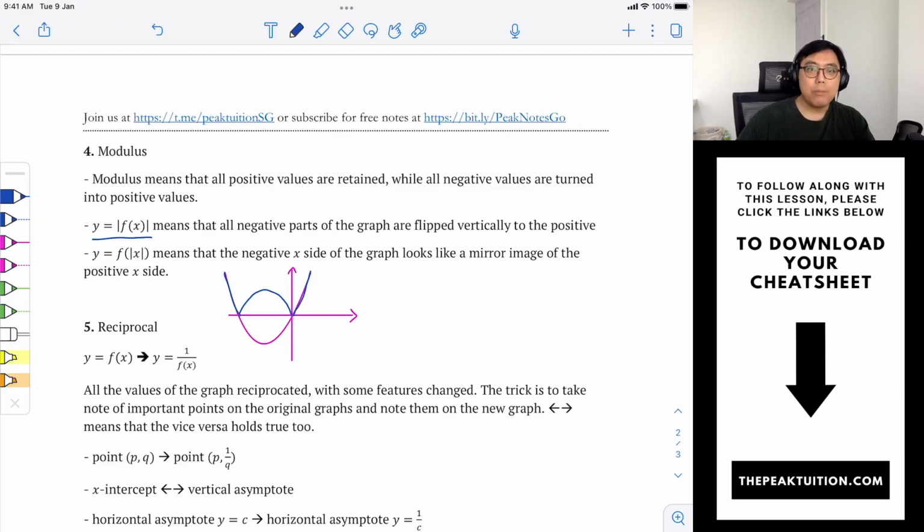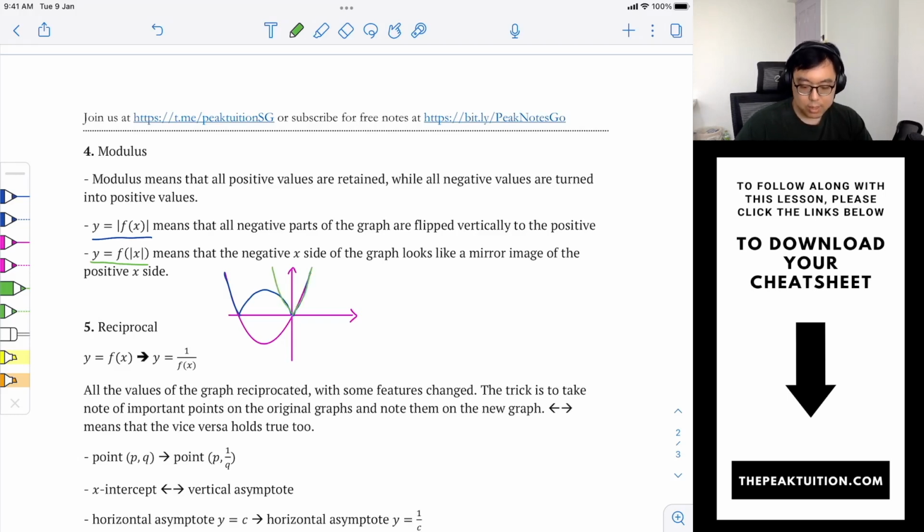However, if now the modulus sign is inside the function, that means we are modifying the input instead of the output. What it means is that all the inputs are changed into a positive value before being put into the function. So we are actually only seeing values from this side of the graph. In essence, when we have negative x, it will turn into positive x. And in this example here, for y equals f(modulus x), we'll see that the negative side behaves like the positive side.